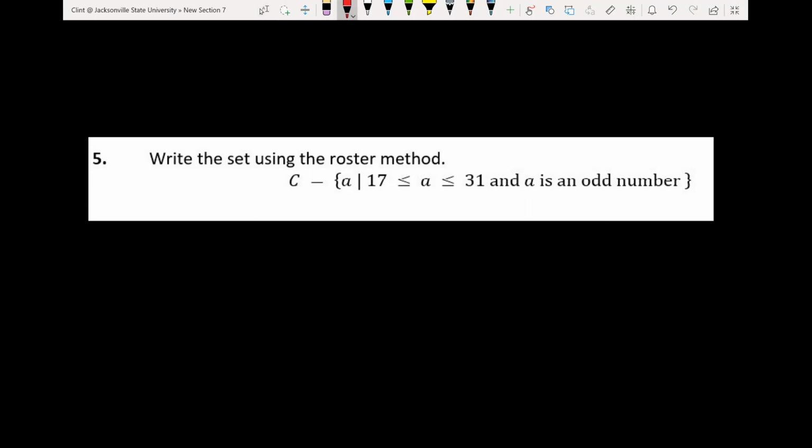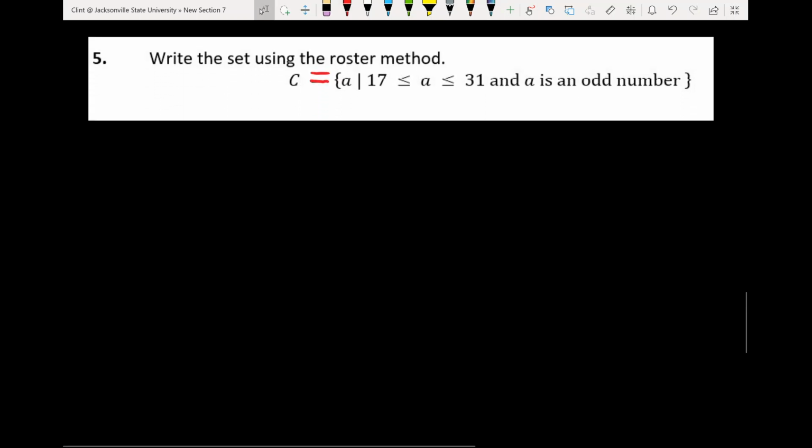Now, number 5. Let's see, and I do have one little error here. It says C minus. It's supposed to be C equals. Had a little glitch there for some reason when I copied that over. Okay, this one says write the set using the roster method. So the roster method is just where we list out every element that is in the set. And you've got to make sure you use all the proper set notation. So it's calling it set C. Okay, so we're going to stick with that same name.